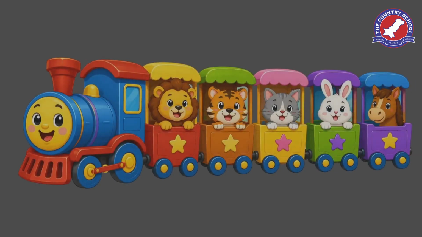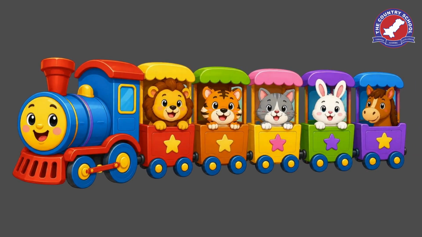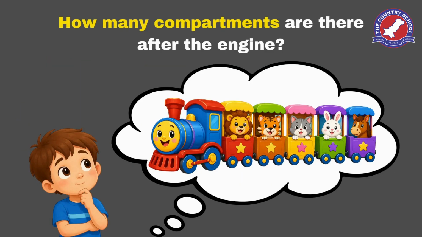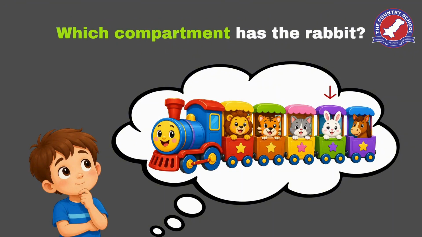Look at this animal train. Each animal is sitting in a different compartment. Now let's think carefully. How many compartments are there after the engine? And which compartment has the rabbit? These are actually 2 different kinds of questions.